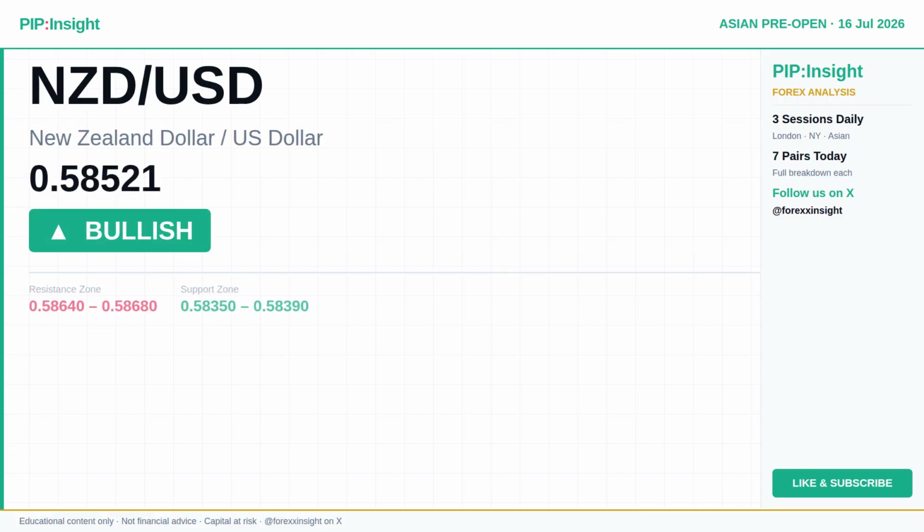Kiwi dollar. The chart is showing bullish structure on this session. The 4-hour trend is to the upside and the 1 hour is also pointing higher. Resistance is marked between 0.5864 and 0.5868. Support is marked between 0.5835 and 0.5839. Here is the full chart breakdown.